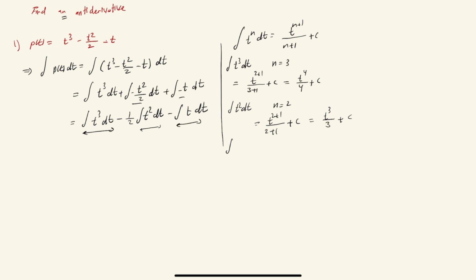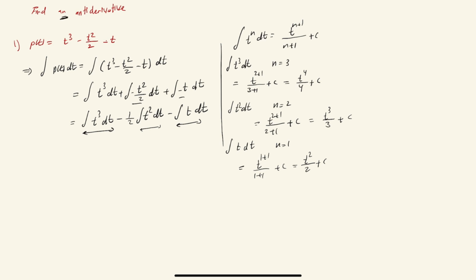Now I'm going to take the third integral. It's t to the 1. Therefore n is going to be equal to 1. Therefore the result is going to be t to the 1 plus 1 over 1 plus 1 plus c. That's going to be equal to t squared over 2 plus c.